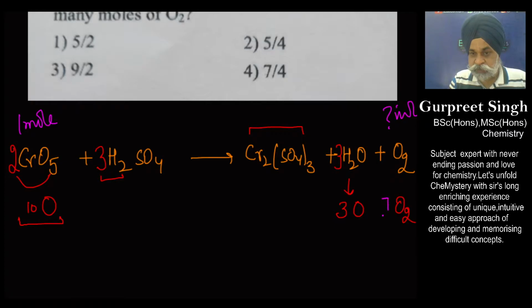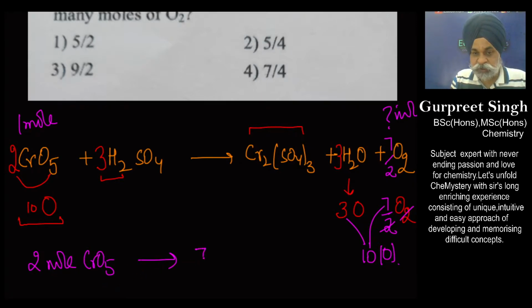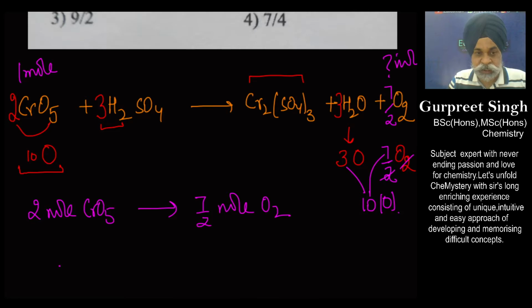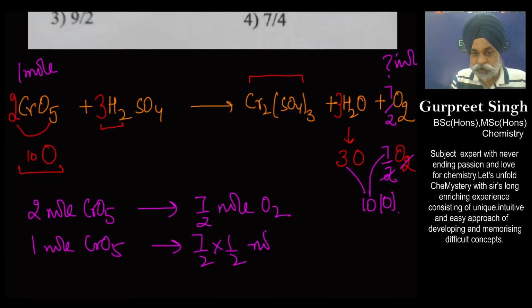So if I multiply it by 7 by 2, this 2 and 2 get cancelled. So 7 plus 3 becomes 10 oxygen. So here what I shall be doing is 7 by 2. What we are able to see here is that, because the reaction has got balanced, 2 moles of chromium pentoxide produce 7 by 2 moles of oxygen in this reaction. Had I taken 1 mole of chromium pentoxide, the answer would be 7 by 2 times 1 by 2 moles of oxygen, that is 7 by 4. So the answer is very clear. The fourth option would be the answer.